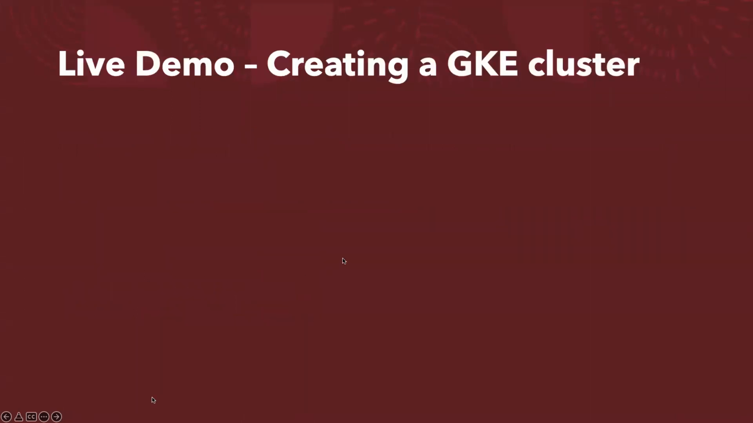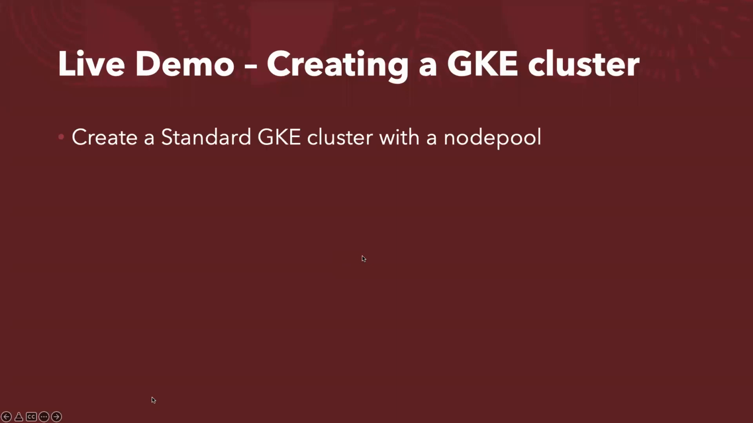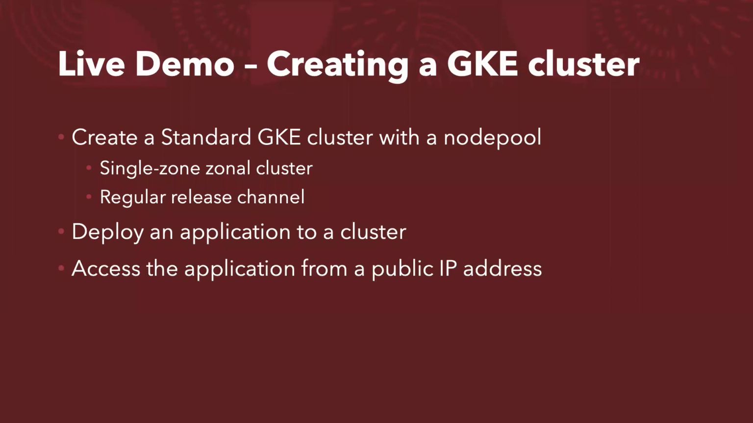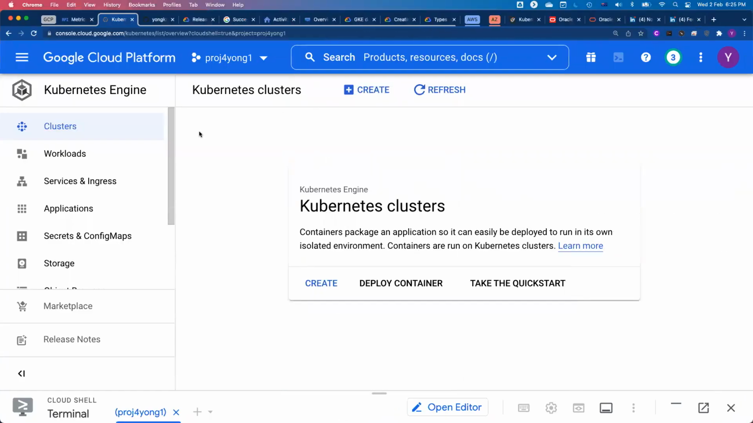Now let me show you how to create a GKE cluster. In this demo, I will show you how to create a standard GKE cluster with a node pool. I might just choose a zonal cluster, and I will use the regular release channel. After the cluster is created, I can deploy a sample application to the cluster, and then I can show you how to access the containerized application from public IP addresses. Okay, let me jump to the Google Cloud Console.